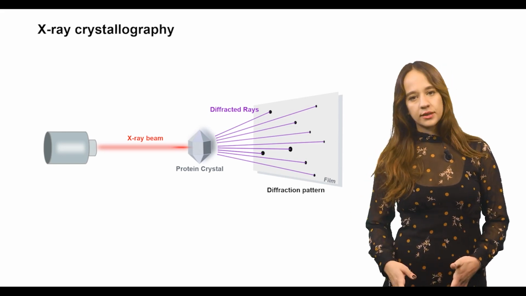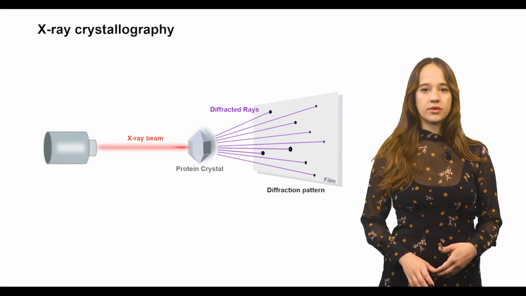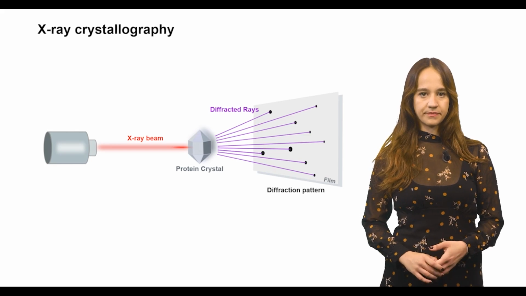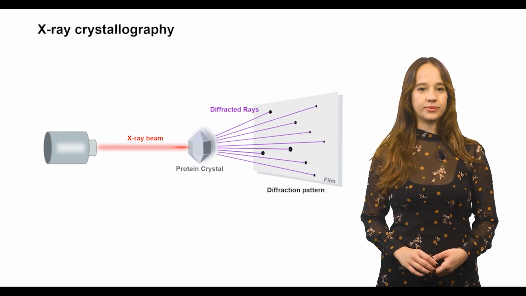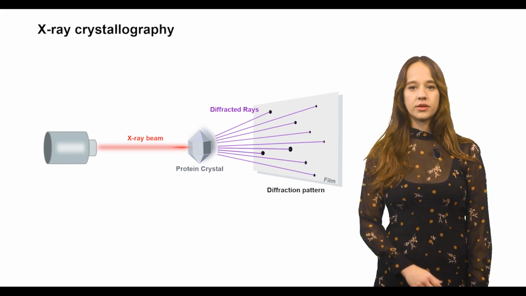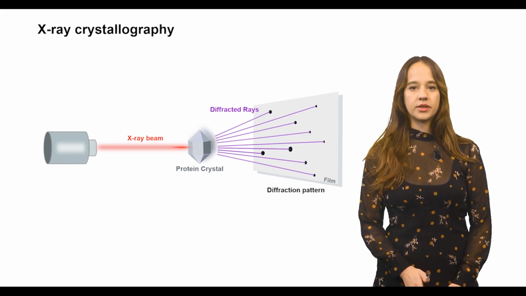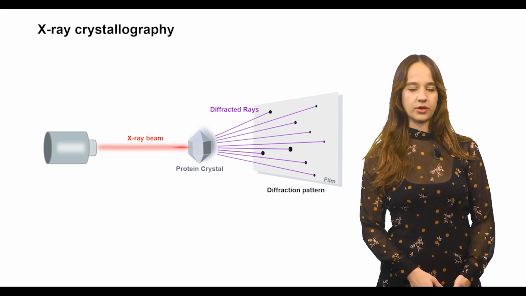The image on the right shows the electron density derived from the diffraction pattern. The resolution of the map is dependent on the quality of the crystal. The better the crystal, the higher the resolution, and the better interpreted the model of the molecular structure of our protein.